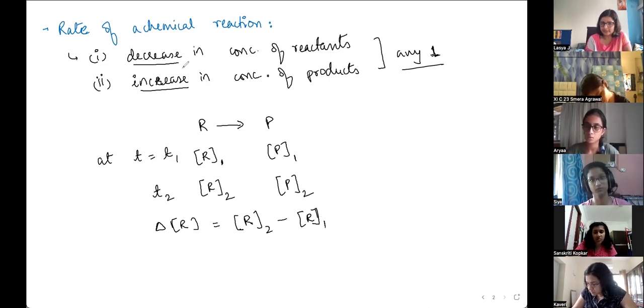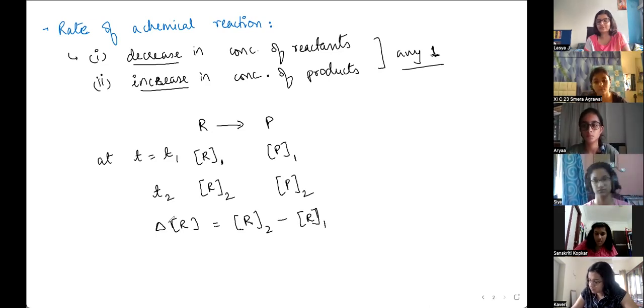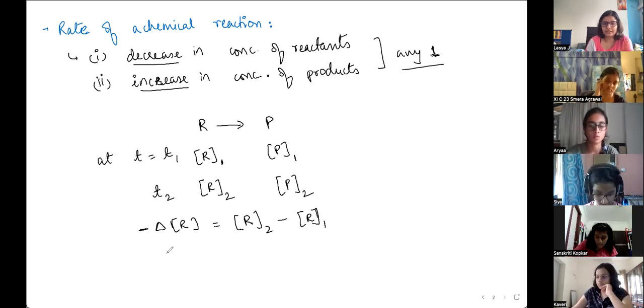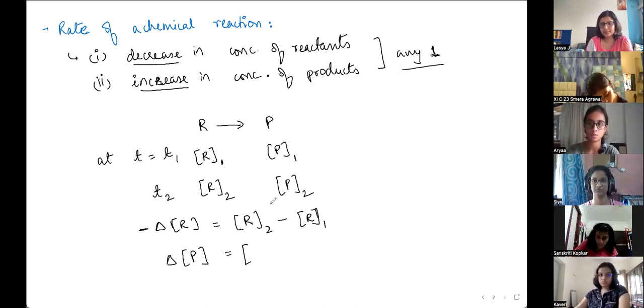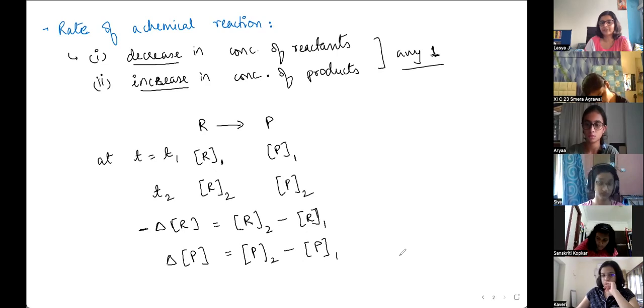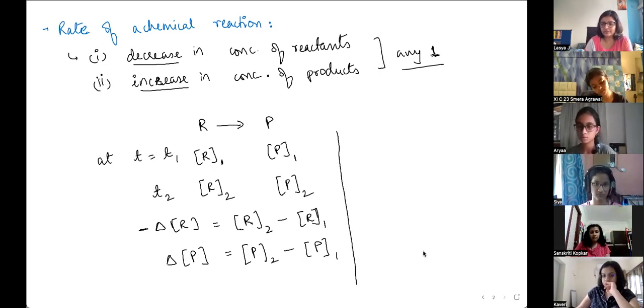But because this is decreasing, usually there's a minus. So we'll look at it in the next step. Usually you apply a minus to indicate that it's decreasing, negative of this thing. Then the change in the concentration of product, similarly, same thing, P2 minus P1.